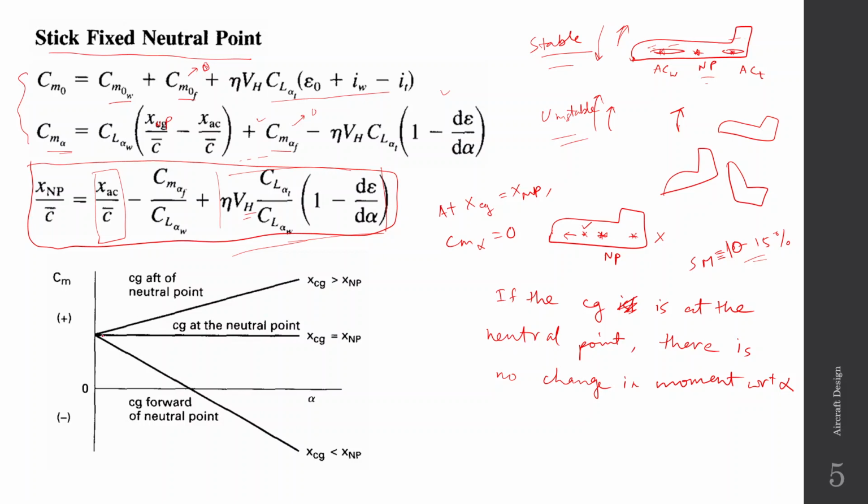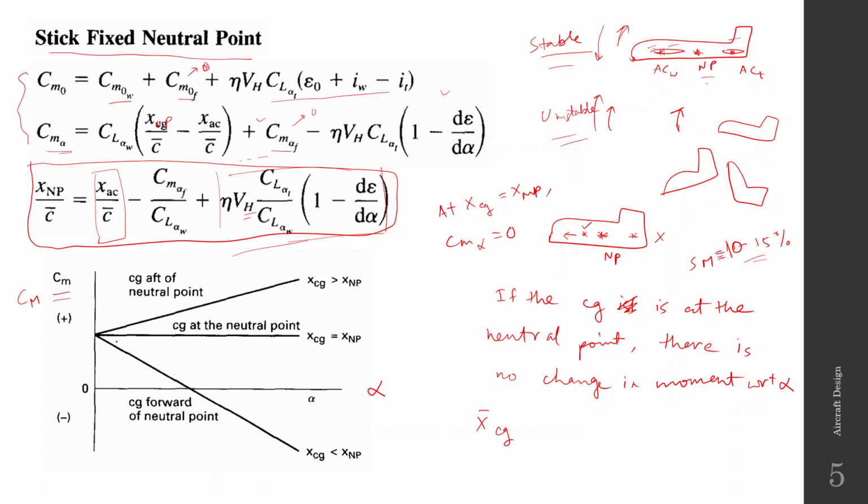So there is a graph here. In this graph we can see how the pitching moment varies with alpha at various CG locations. So this is again a CM versus alpha graph. This is CM and this is alpha, and we have plotted this for various xcg.